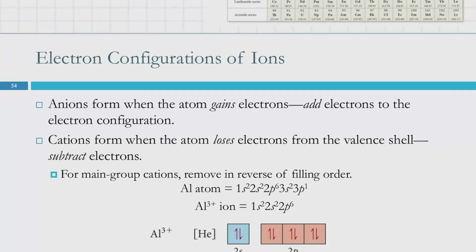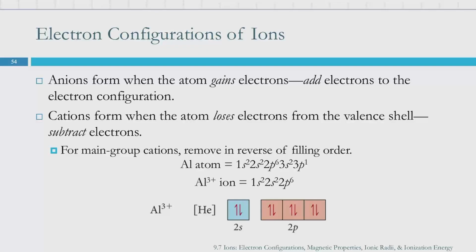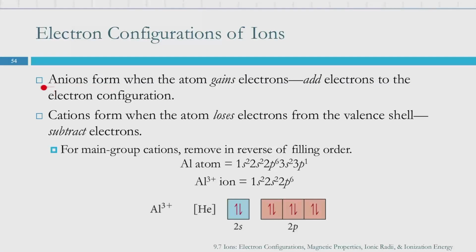We also have electron configurations for ions. This is probably something you didn't do in Chem 20, so this is new for Chem 1. Remember that anions form when atoms gain electrons. Anions are negative charge, and that results from gaining electrons. So since we're gaining electrons, we're going to add electrons for each negative charge.